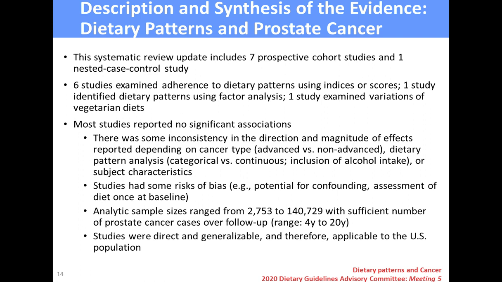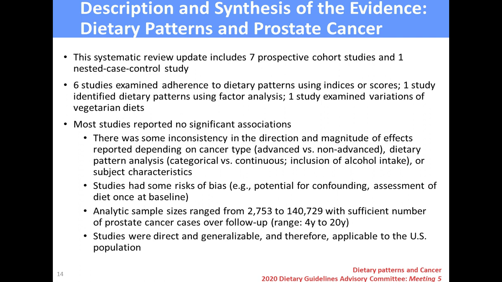The body of evidence had several risks of bias, including lack of adjustment for all potential confounders such as race, ethnicity, and assessment of dietary pattern once at baseline or in the first few years of follow-up, and did not account for possible changes in dietary intake that may have occurred over follow-up. Though the direction and magnitude of effect across the body of evidence was inconsistent, most studies reported no significant associations between adherence to dietary pattern and risk of prostate cancer.